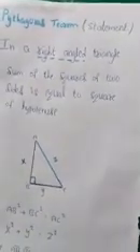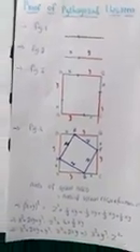Okay, once again what we discussed today. First, the statement of the Pythagoras theorem. Then after that, proof of Pythagoras theorem by algebraic method. Next, some example problems on this Pythagoras theorem. Then after that, Pythagorean triplet.